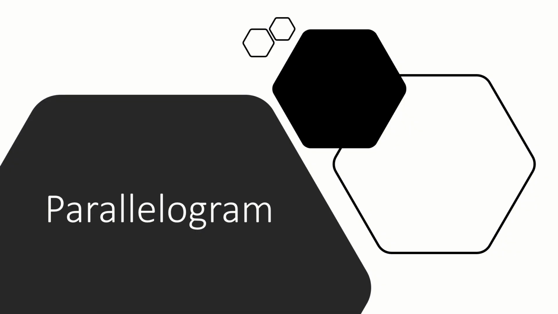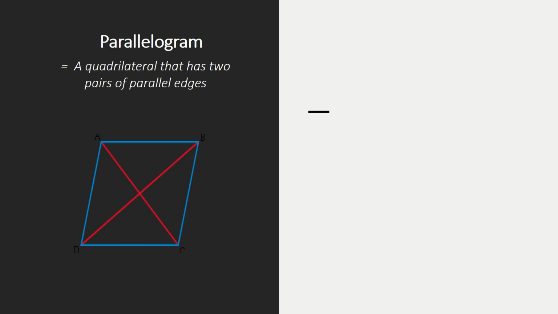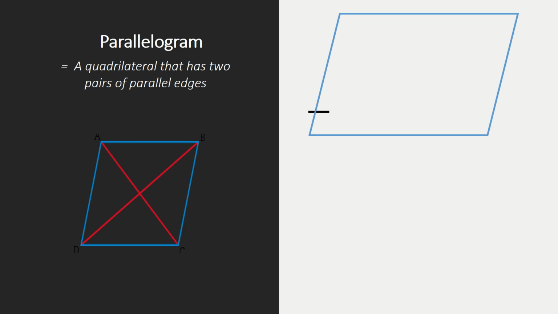First we're going to have a look at the parallelogram, and it's really important to make notes. So a parallelogram is a quadrilateral that has two pairs of parallel edges. So if we have a look at this one, this is a parallelogram.